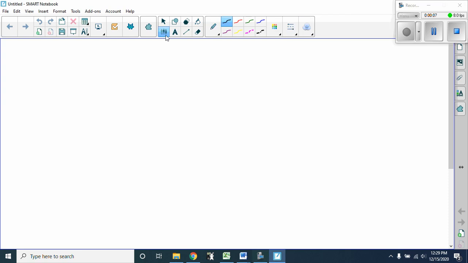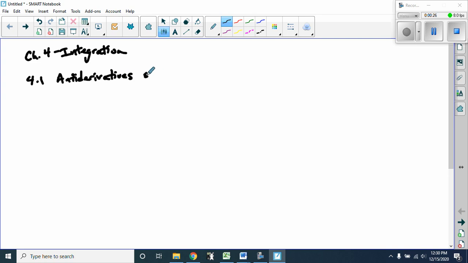This is the start of Chapter 4. Chapter 4 is all about integration. And in section 4.1, we are going to talk about antiderivatives and the power rule.